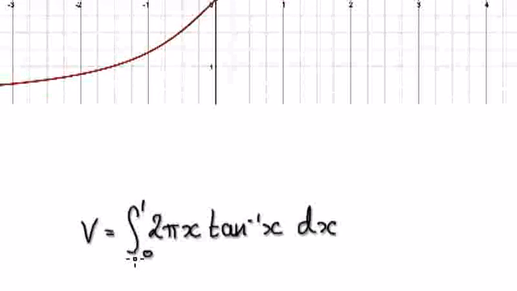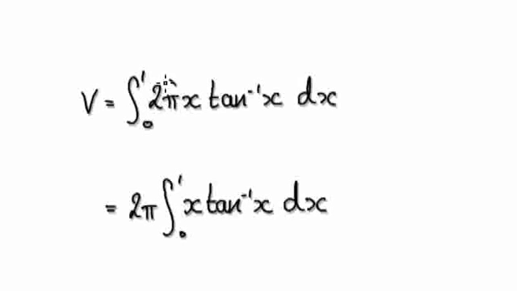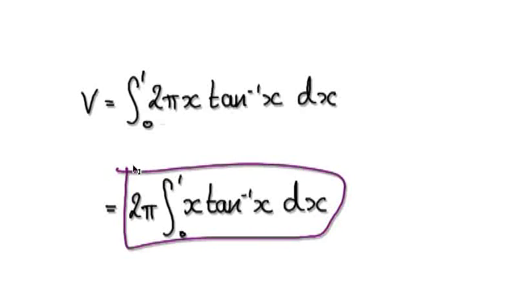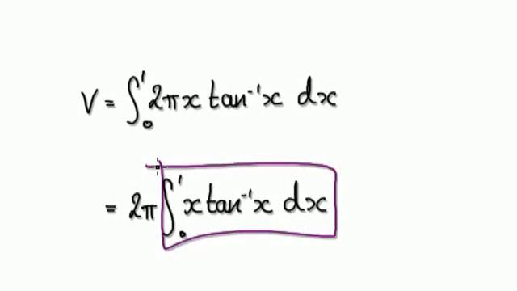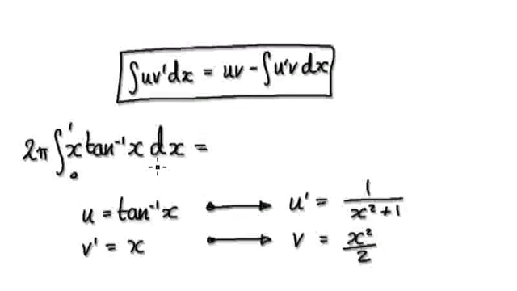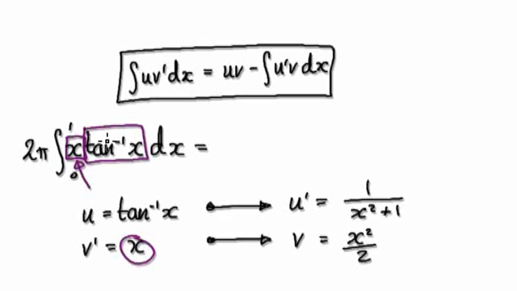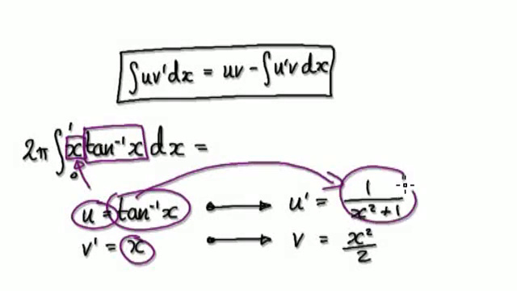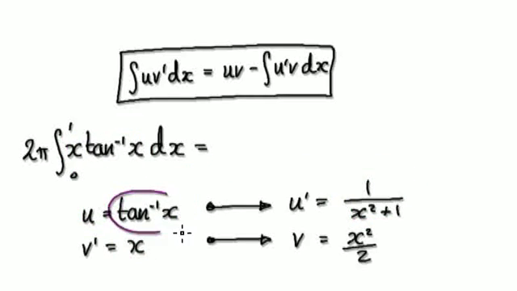Now we need to evaluate this integral. 2 pi is a constant, so take it out. Now it's just a matter of evaluating this, so use integration by parts. Let this be v prime, and let this be u. If this is u, then u prime equals this.